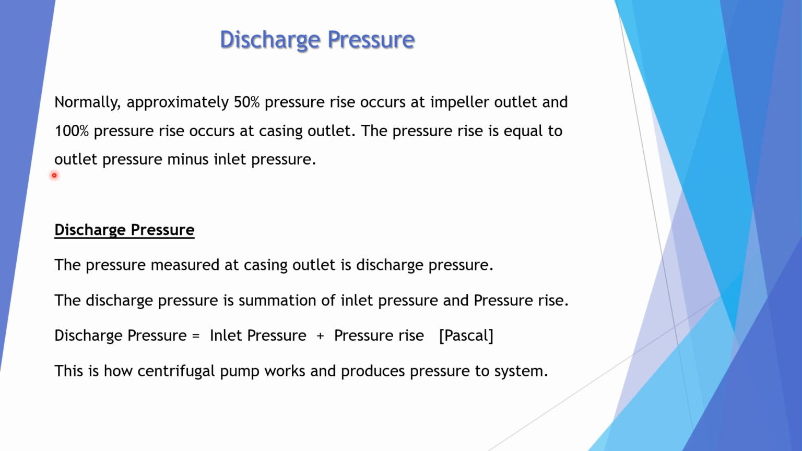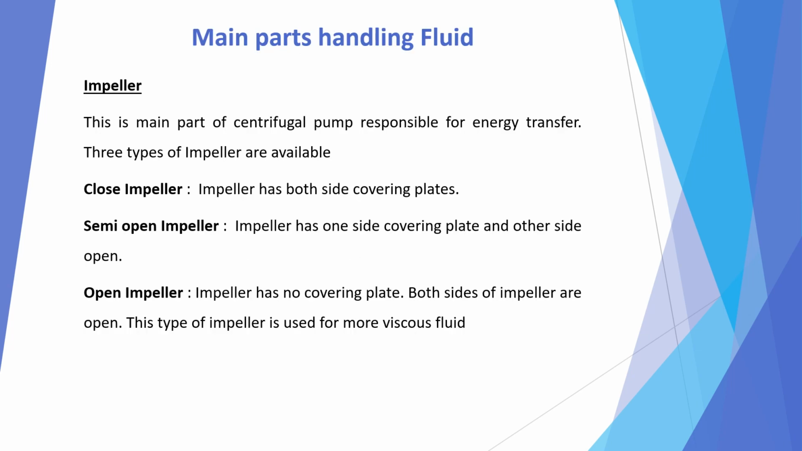Centrifugal pump generates pressure rise, and since you have inlet pressure, just add it up, it becomes discharge pressure. This is what is written here. The pressure measured at casing outlet is the discharge pressure. So discharge pressure is the summation of inlet pressure and pressure rise, because the pressure rise is done by the centrifugal pump. So discharge pressure will be inlet pressure plus pressure rise in Pascal. This is how a centrifugal pump works and produces pressure in the system.